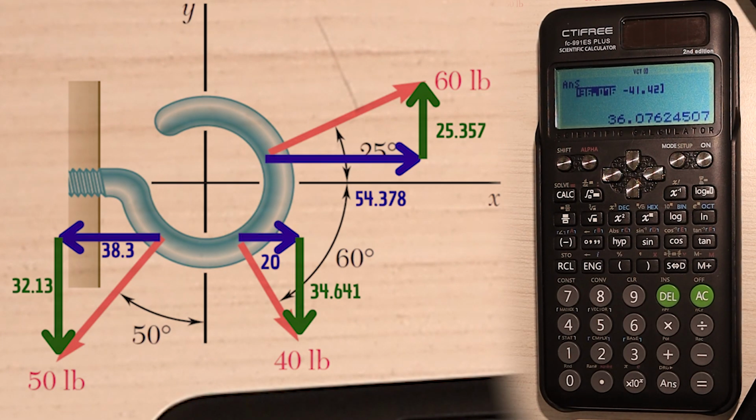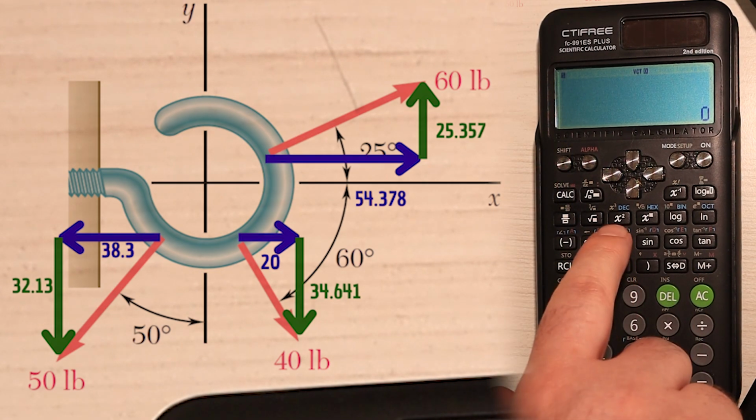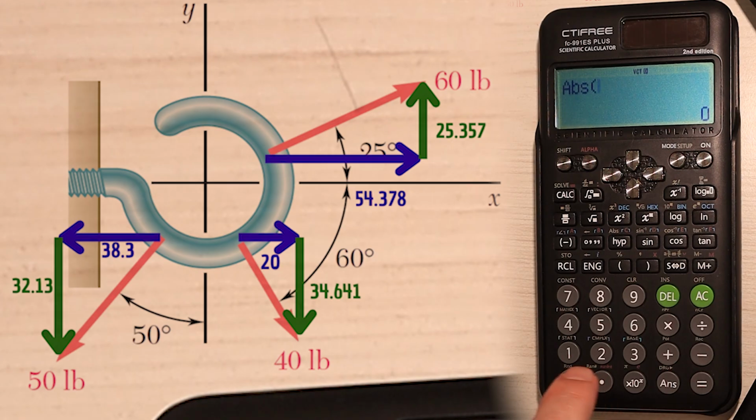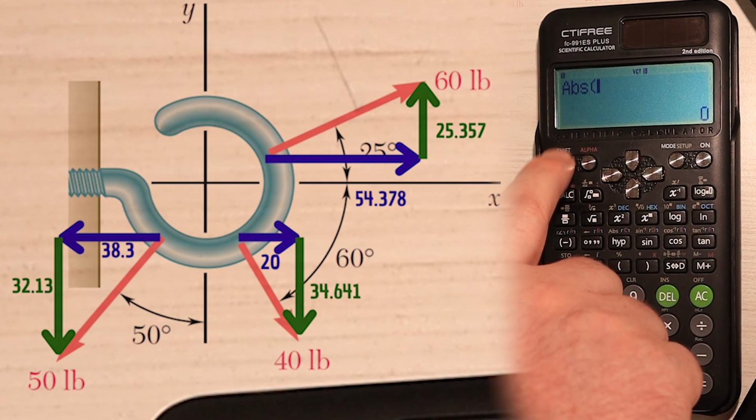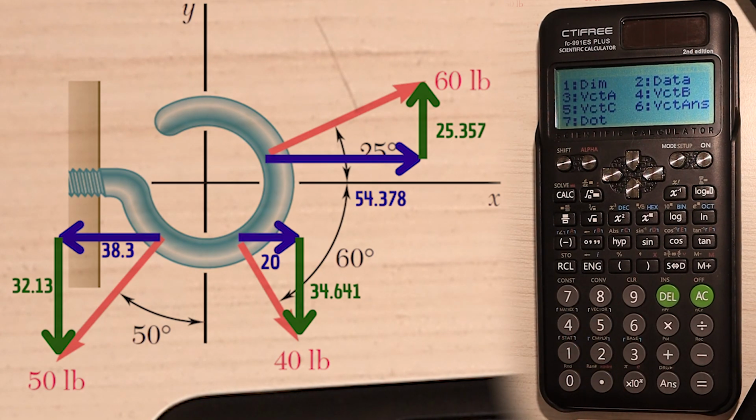You have your resultant written in vector form. Its x component is 36.07 and its y component is minus 41.42. As an additional tip, if you want to know its magnitude, just press AC, then shift, then the hyperbolic functions key. You will see ABS in golden or yellow letters, which refers to the absolute value, and it will appear on the screen as ABS. Then press shift again, followed by the 5 key and then the 6 key, which corresponds to the resultant vector. You close the parenthesis and then you press the equal key. And just like that, you have the magnitude of the resultant vector, which for this specific example is 54.93.